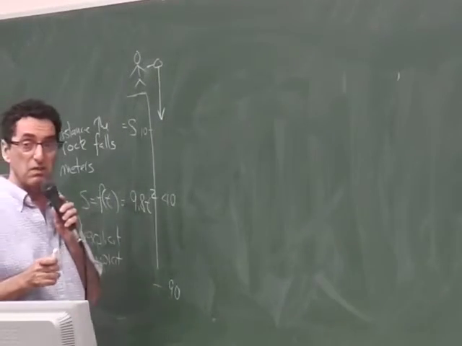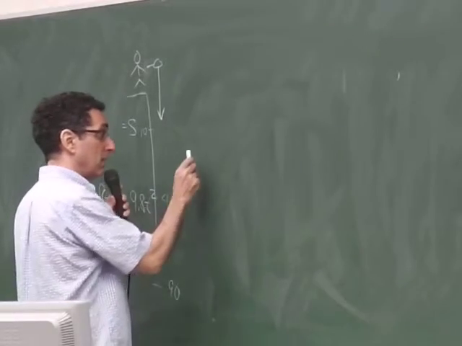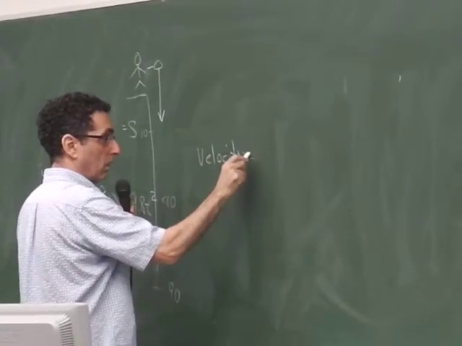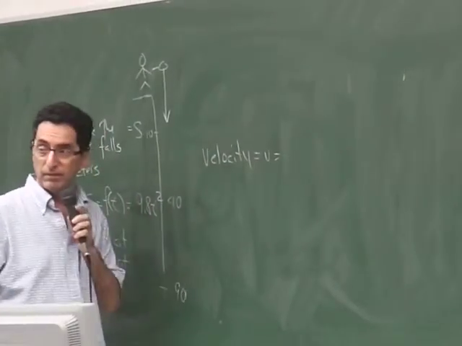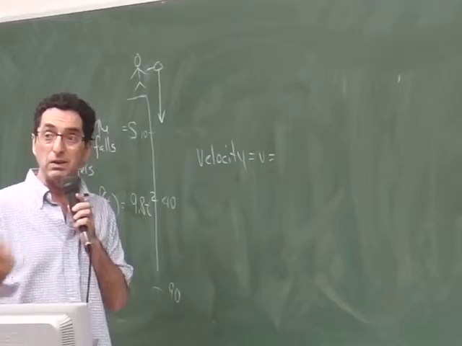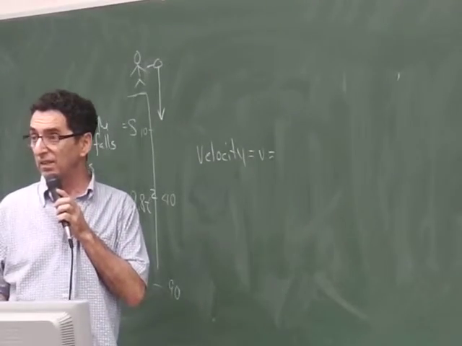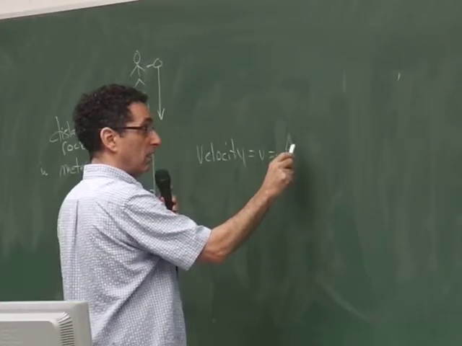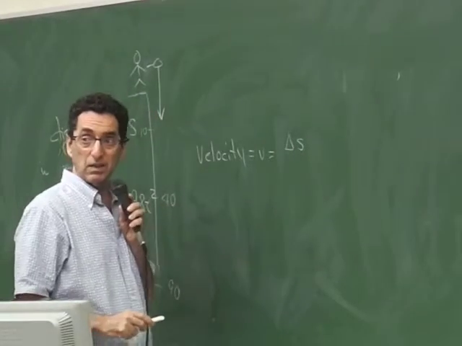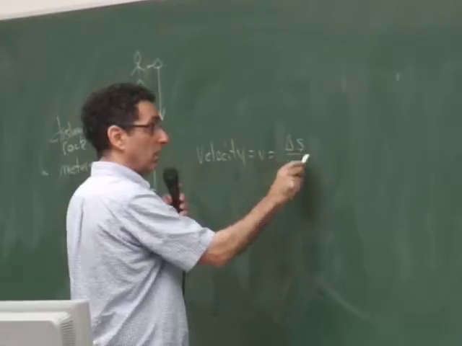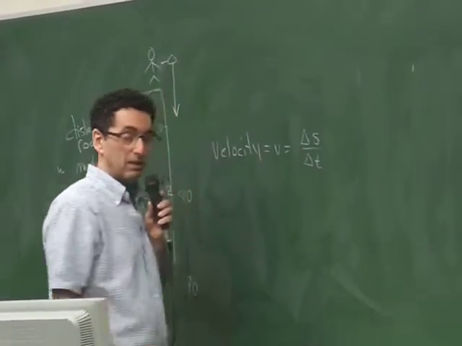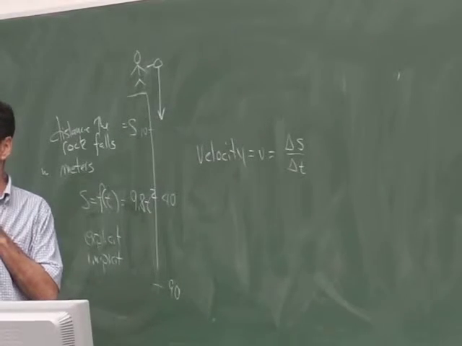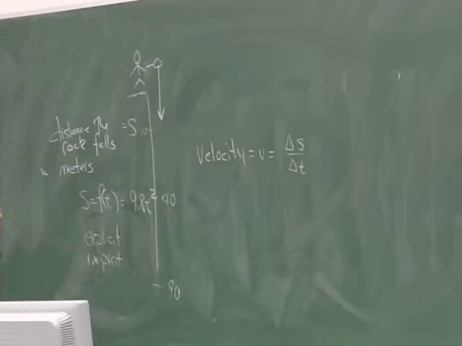Now, what's the definition of speed or velocity? So let's say velocity, I'll call it v, is what? It's meters per second, right? In other words, it's the change in distance, how many meters, divided by the change in time, how many seconds, right? So that's velocity, generally speaking.